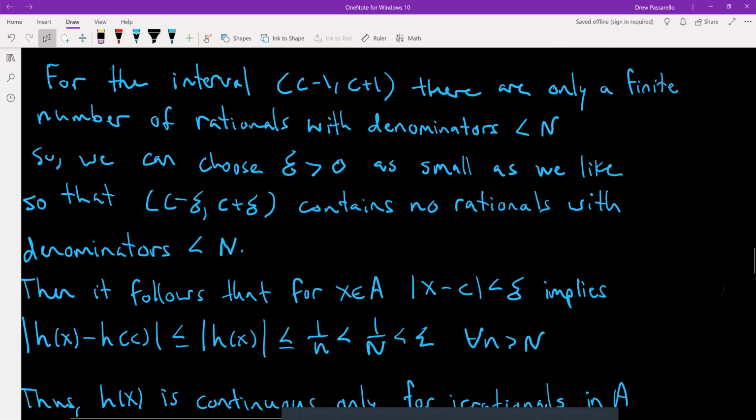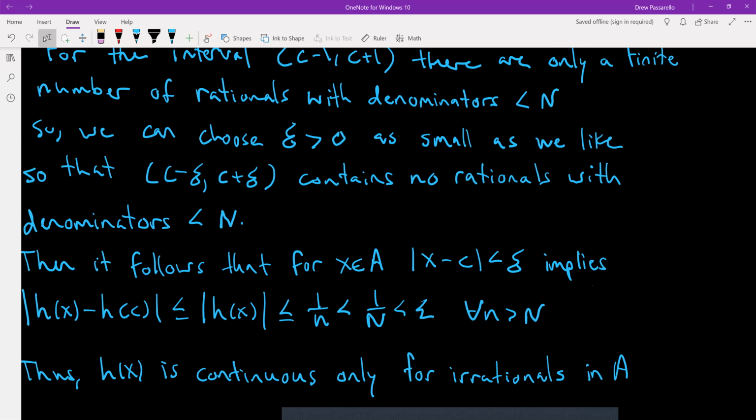So then it follows that for all x in A, the absolute value of x minus c less than delta implies that the absolute value of h of x minus h of c is less than or equal to the absolute value of h of x. h of c is 0, and then this is less than or equal to 1 over n, and that's going to be less than 1 over capital N, which is less than epsilon for all little n bigger than capital N. So thus, h of x is continuous only for the irrationals in A.